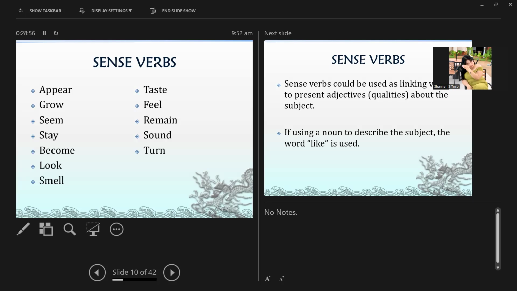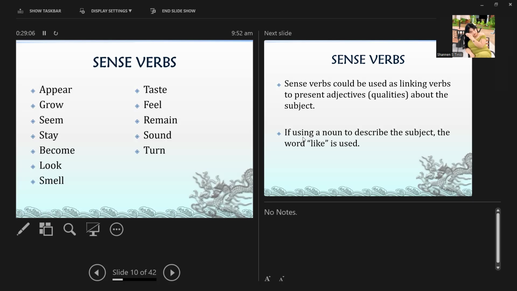Okay, natin siya isa-isa kasi it's so complicated. So when we say sense verbs, these are used as linking verbs to present adjectives. For example, he seems to be exhausted. So we have the subject he, okay? He is the person. And we have the sense verb seems. Mukha siyang exhausted. When we say exhausted, super pagod.